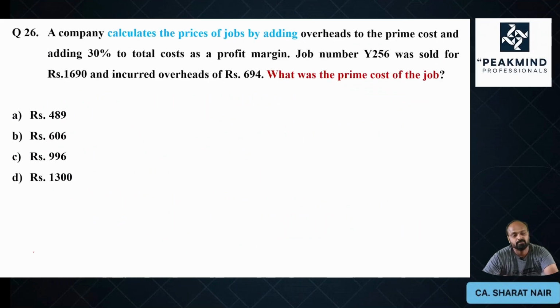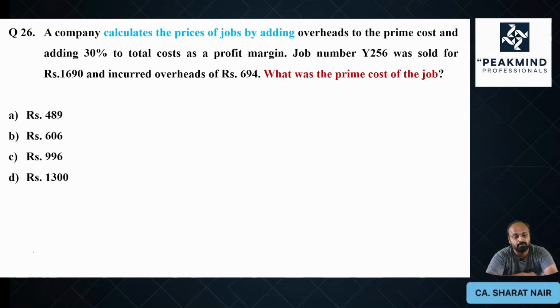Moving on to the next MCQ. A company calculates the price of a job by adding overhead to the prime cost and adding 30% of total cost as a profit margin.